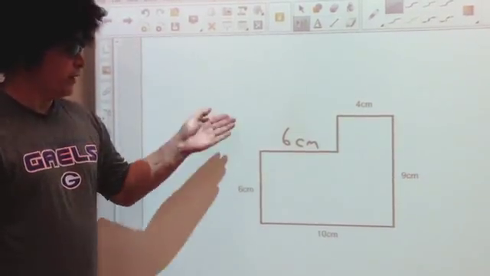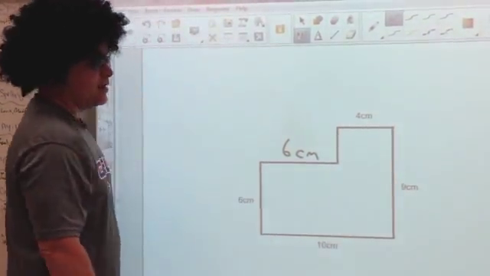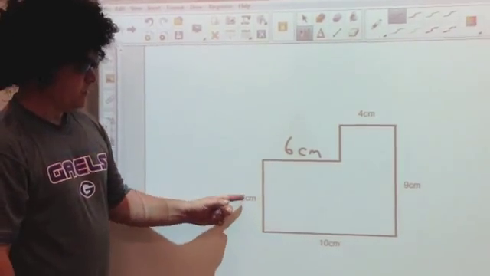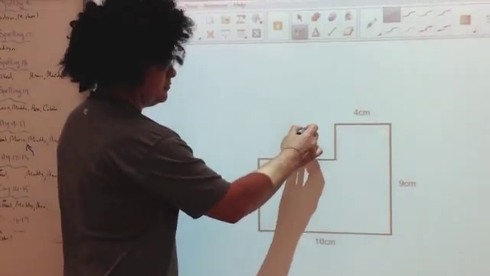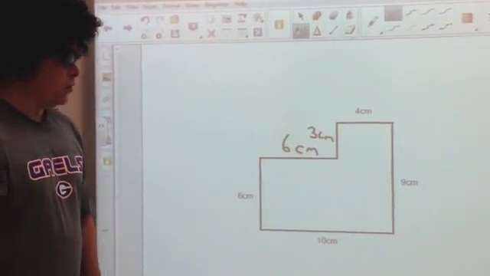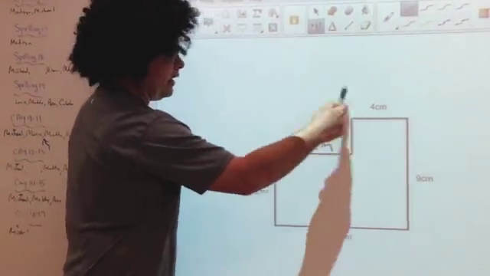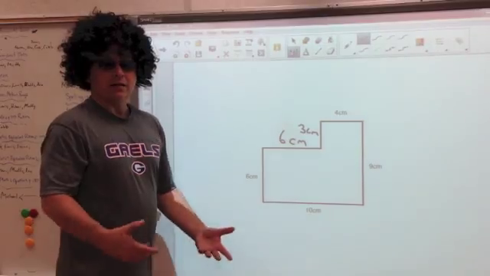And if I look going the other way, the total distance going up is 9. This side only goes to 6. So to get to the top, I need another 3. So there's our missing distances. Once I've done that, I add them all up, I have the perimeter. And that is how you find perimeter.